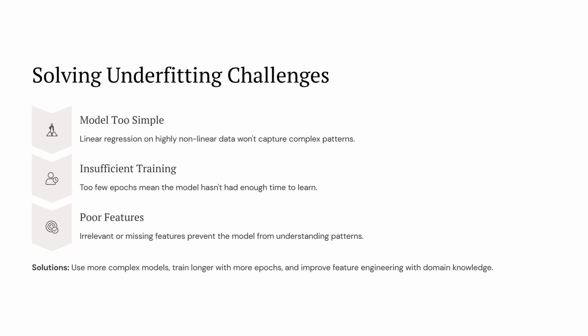So, how do we solve it? Use a more complex model, train longer with more epochs, and most importantly, improve feature engineering by adding the right data with domain knowledge. That is how you turn an underperforming model into a smarter one.